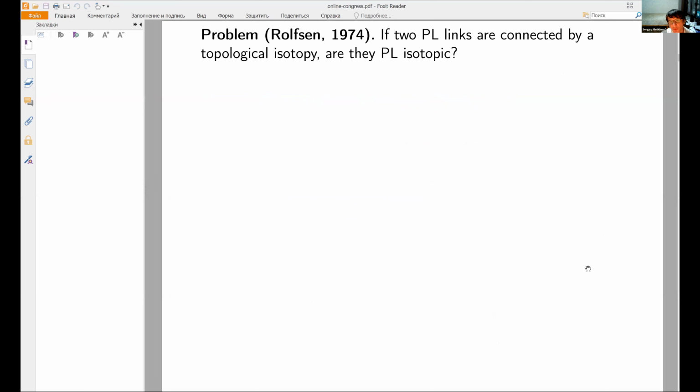And Rolfsen asked the following problem: if two piecewise linear links are connected by topological isotopy, are they always PL isotopic? So I will study this for links in the three sphere. It's not clear if the answer depends on the three sphere or an arbitrary three manifold.